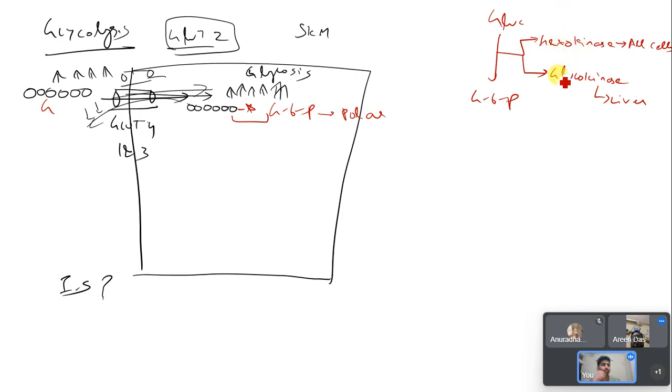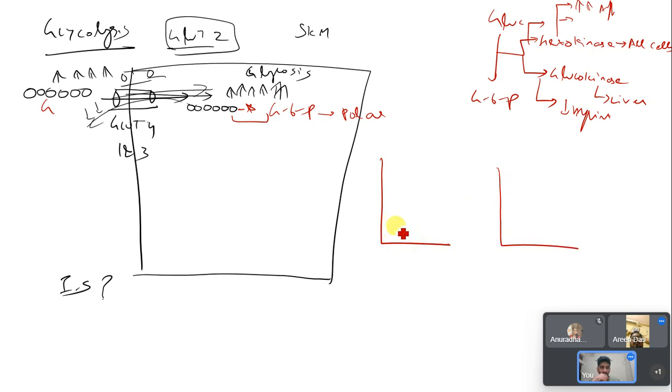So which has the higher affinity, hexokinase or glucokinase? Hexokinase is high affinity, it can work with a less amount of glucose. Comparatively, glucokinase has low affinity and a higher Km. Sorry, what is Vmax? So which do you think is for glucokinase and which is for hexokinase?